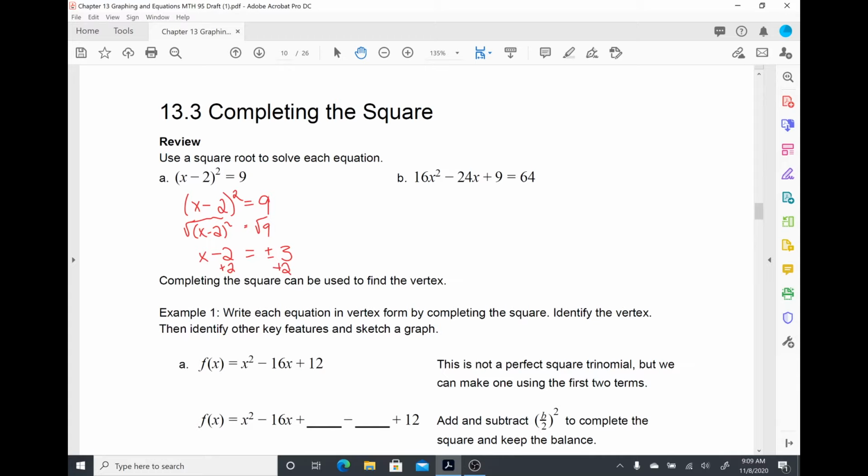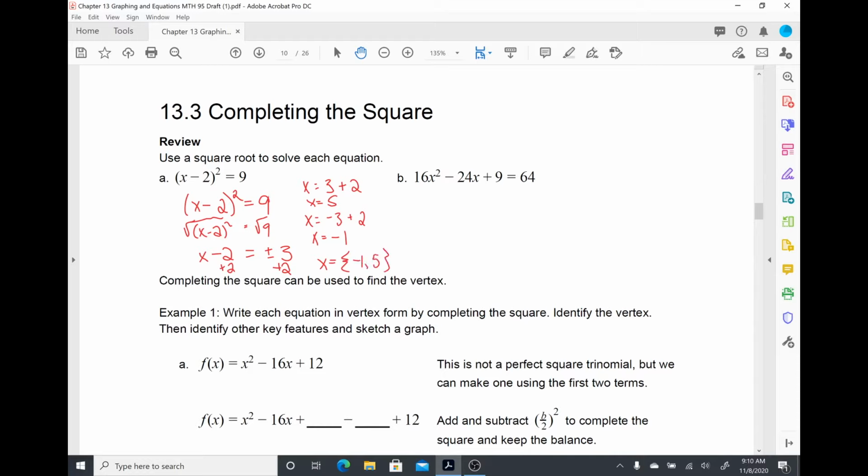And there are two answers. We have x equals, let's take the positive version, 3 plus 2, and we'll have x equals negative 3 plus 2. And so we'll have x equals 5, and we'll have x equals negative 1. Let's answer that in set notation. X equals the two answers, negative 1 and 5.